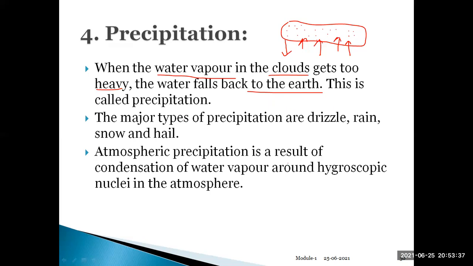And we have various forms of precipitation. It will occur as drizzle, rain, snow and hail. Precipitation is a result of condensation of water vapor around the hygroscopic nuclei in the atmosphere, where there is a lower or cooler environment. Precipitation is basically due to the condensation or cooling of water vapor.